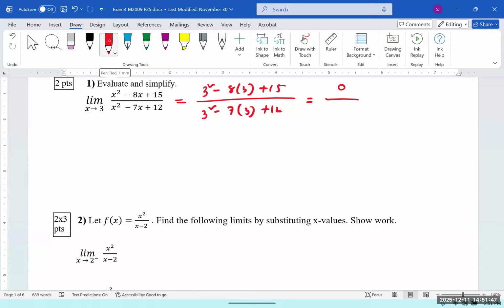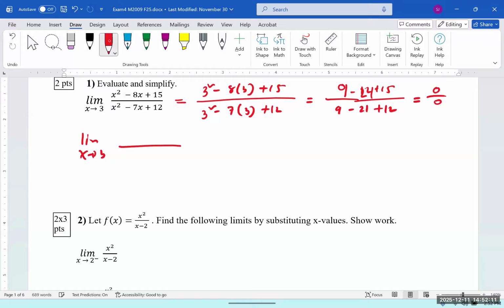No, when you substitute, first you have to see your problem. What type of problem do you have? 9 minus 12 plus 15, 9 minus 21 plus 12, 24. So you have 0 over 0. Anytime you see 0 over 0, what do you do? Modify. So limit x goes to 3.